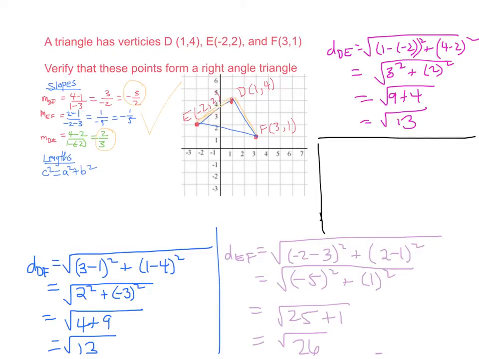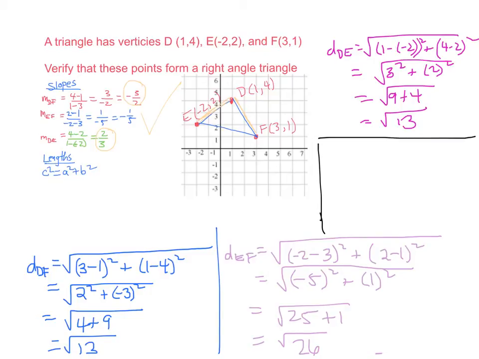I then took a look at EF, and I plugged everything in, and I ended up getting the square root of 26. And then finally I looked at DE, and I worked it all out, and I got the square root of 13. So now we've got the lengths of all three of the lines. So now we have to see, does this fit the Pythagorean theorem?